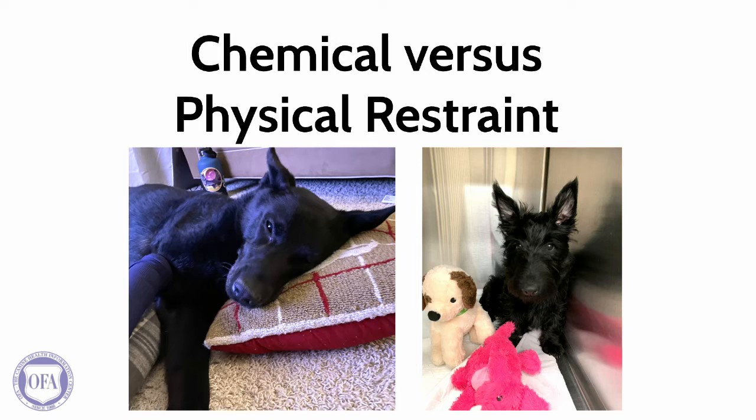The likelihood of needing retake images due to positioning problems would also be higher while awake, with more difficulty in being able to reposition the patient. Physical versus chemical restraint is something that the OFA has been tracking for several years and will begin reporting in the dog's OFA number.